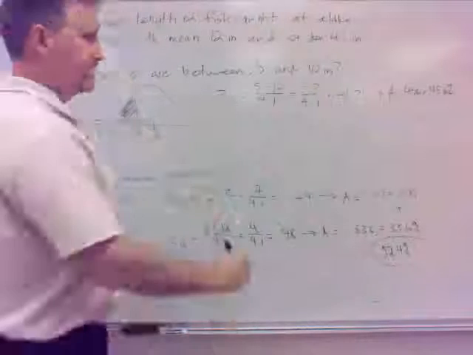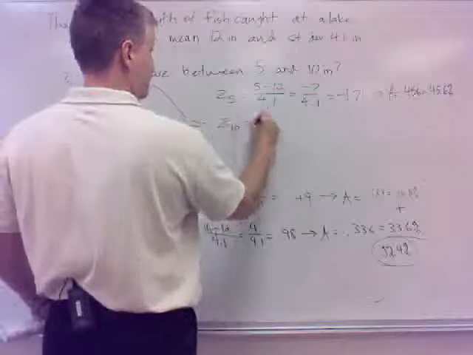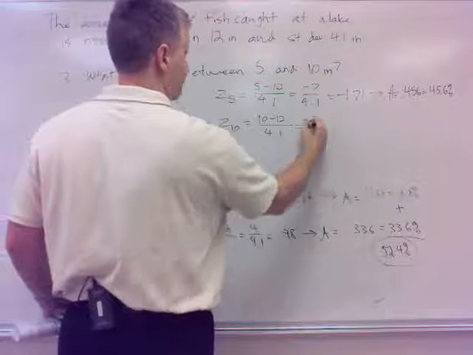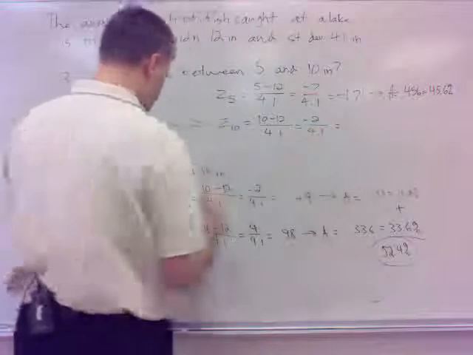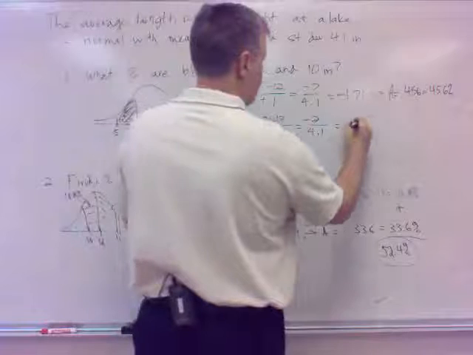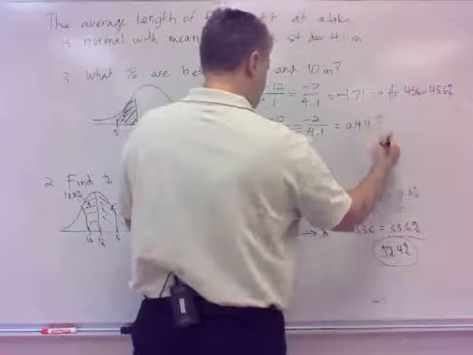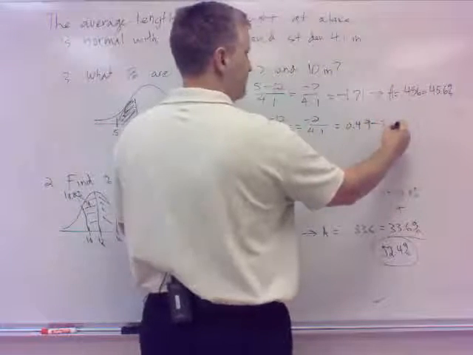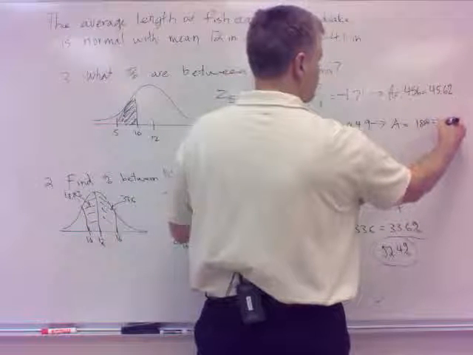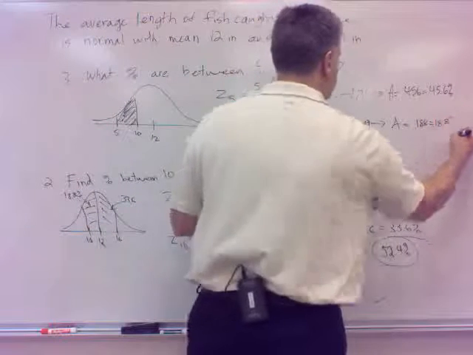Then I do the z-score of 10. 10 minus 12 divided by 4.1 is negative 2 divided by 4.1, which is 0.49. We already did that one, didn't we? Look that up on the table, which gives me 0.188, which is 18.8%.